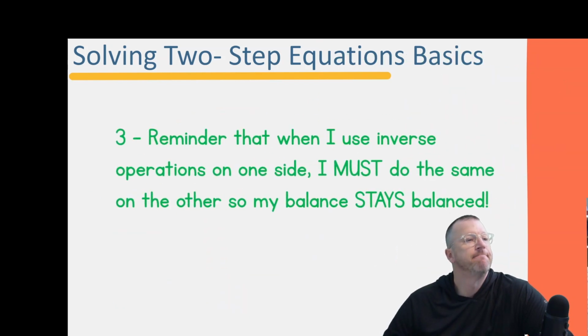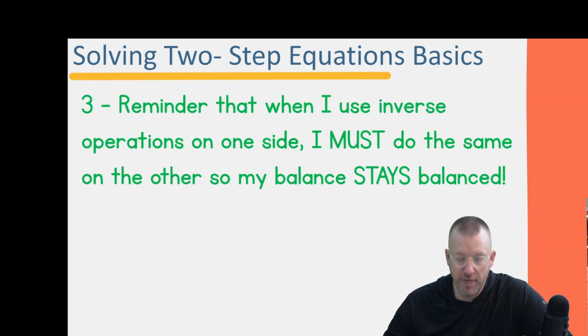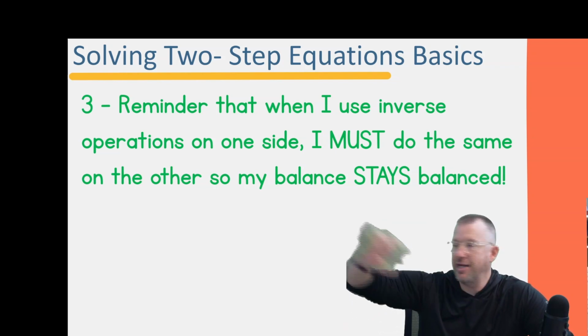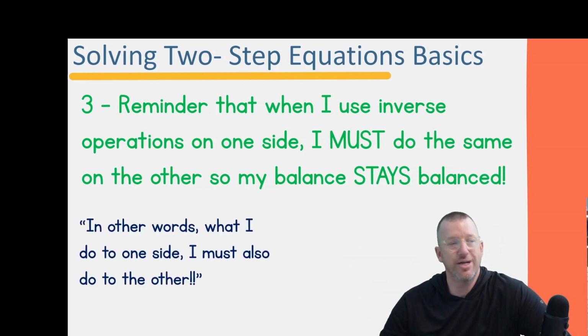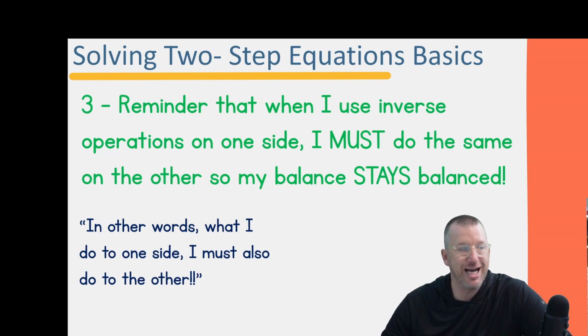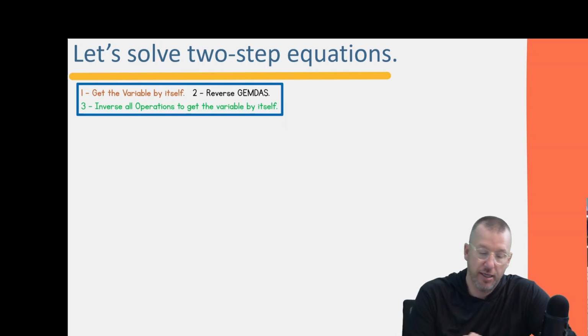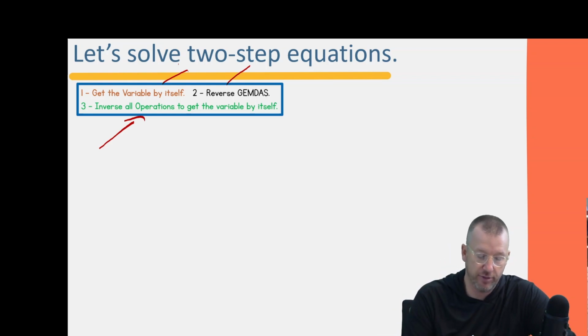Flippity-flip. Third, reminder that when I use inverse operations on one side, I must do the same on the other side so that my balance stays balanced. I can't put a buffalo on one side and nothing on the other side, or that buffalo is going to knock the whole balance over. So in other words, what I do on one side, I must also do on the other side. Okay, so let's solve some equations. Now I put the keys up there. Get the variable by itself. Reverse GEMDAS, and then inverse all operations to get the variable by itself. Those are the three things we're going to focus on.